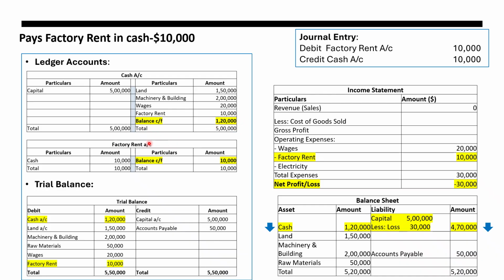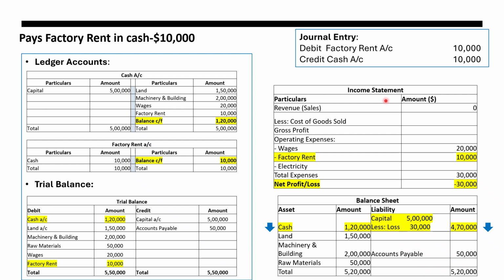Factory rent, that's a new ledger account, and here we are debiting factory rent. So on the debit side, you see an entry for 10,000. When we bring this to the trial balance, cash is now reduced to 1,20,000 debit. So that's on the debit side for 1,20,000. And factory rent is another debit item. So that also shows in the debit side for 10,000. Now trial balance tallies with a total of 5,50,000 on the debit side and 5,50,000 on the credit side, assuring arithmetic accuracy.